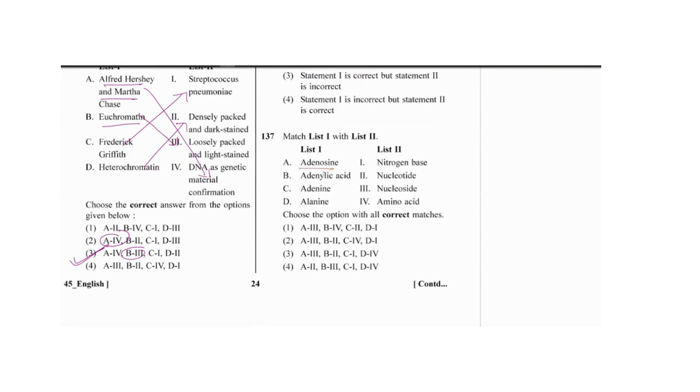Then adenosine, adenylic acid, adenine and alanine. Alanine is what? Alanine is an amino acid. A should be the fourth one. Okay, what are they asking? Okay, correct matching. So A fourth is not given in any one.